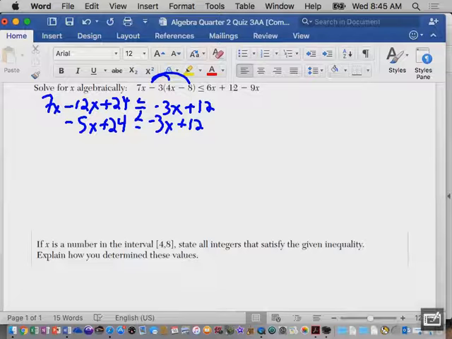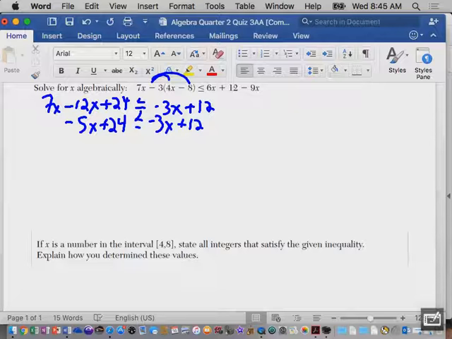Okay, now, we're kind of at a crossroads here. Generally speaking, if this was an equation, we always start with the smallest number of x's, which means I would add 5x to both sides. A lot of you did that on your paper. The other possibility is that you add 3x to both sides, because with inequalities, we always want to end up with the x on the left. It's very important to end up with the x on the left.